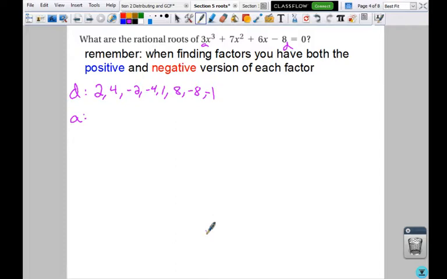Alright, so what are my factors of 3? 1 and 3, right? Because I already did negatives, I don't need to do negatives a second time, so that's it. Alright, so I need to go through and list my factors.